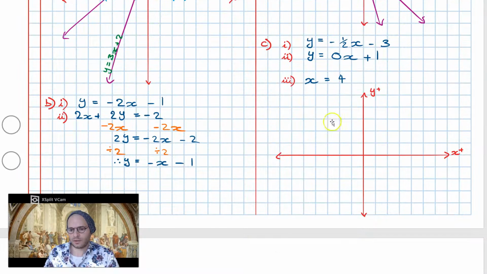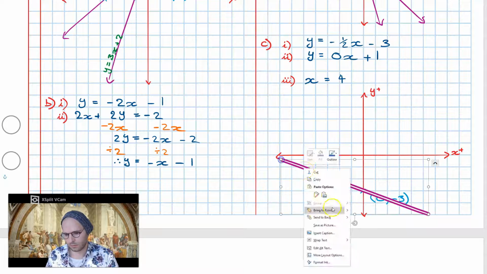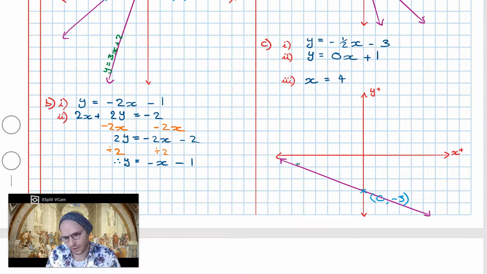Alright, now next one is C, y equals -1/2 x minus 3. Plotting this, what we're going to do is we're going to say, well, -3 we'll say is here, and we'll go 0, -3. Observing the gradient, we have -1/2, so that's going to go downwards, and it's going to go at a more shallow downwards, like so. Annotating, you have y equals, easily done.